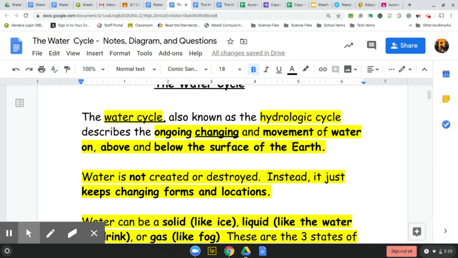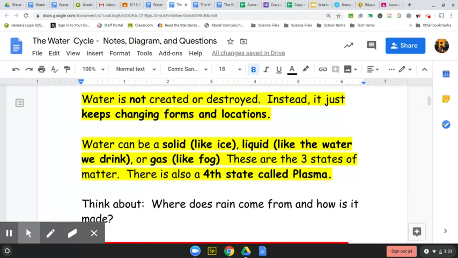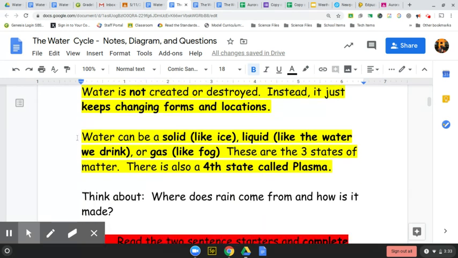Now, I'm sure this is also not unfamiliar to you, but anything can exist in four different states of matter. So water can be a solid like ice, it can be a liquid like the water we drink, or a gas like I'm sure you've experienced like fog outside, that's water in gas form. And there's also a fourth state of matter called plasma.